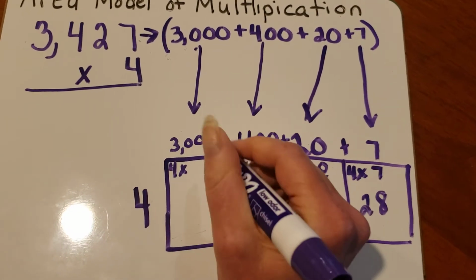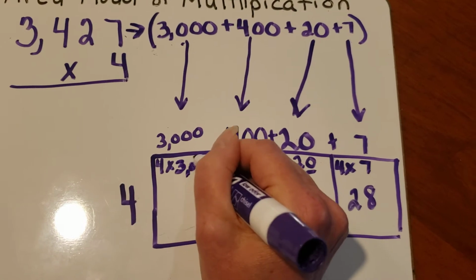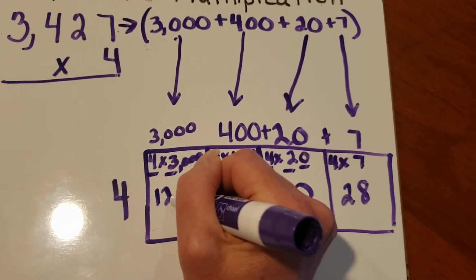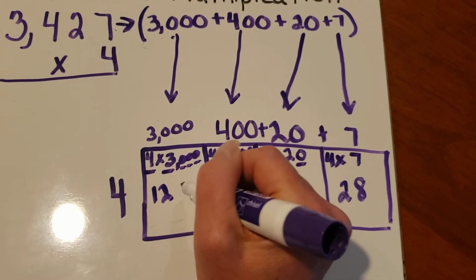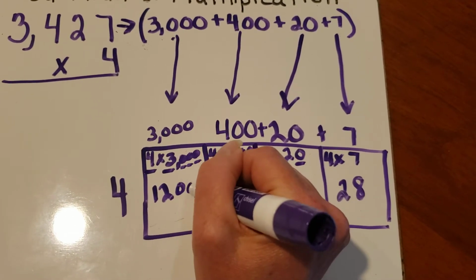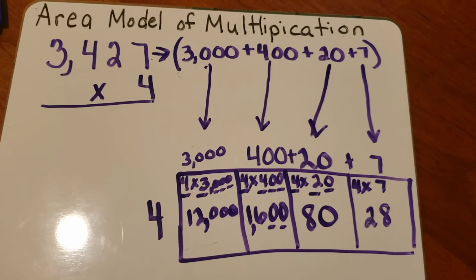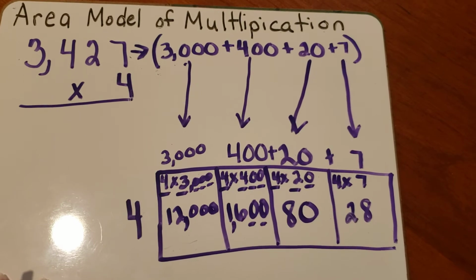And then finally, we're going to multiply 4 times 3,000. 4 times 3 is 12. And then we have these 3 zeros because we're multiplying in the thousands. So we'll bring those 3 zeros down. Remember, those basic facts will help you to do this larger multiplication.